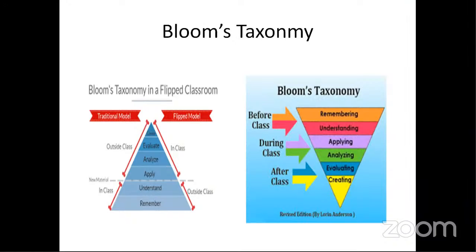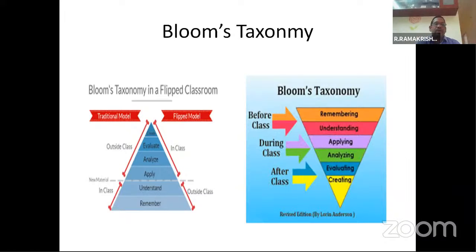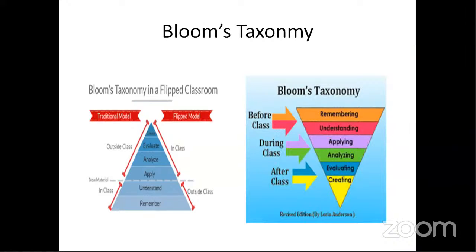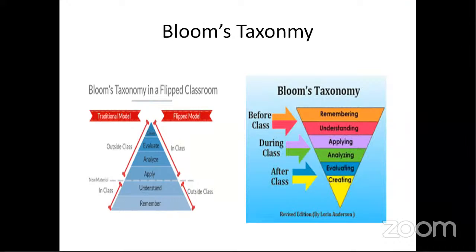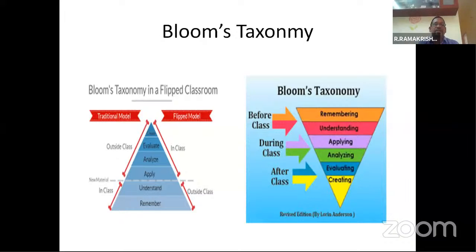Is it clear? The first two things I already told. Remembering and understanding, in the traditional system, are done in the class. But in the flipped learning shown on the right side, the first two things are done outside the class, that is, at home. The remaining time is spent on the higher levels of the taxonomy.